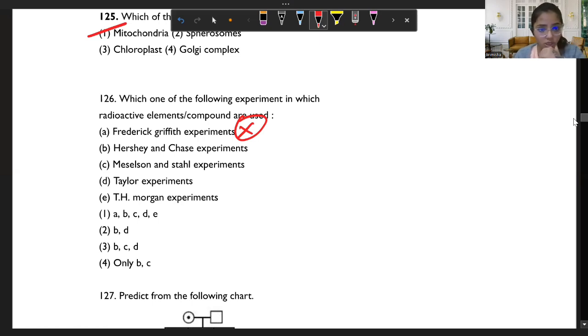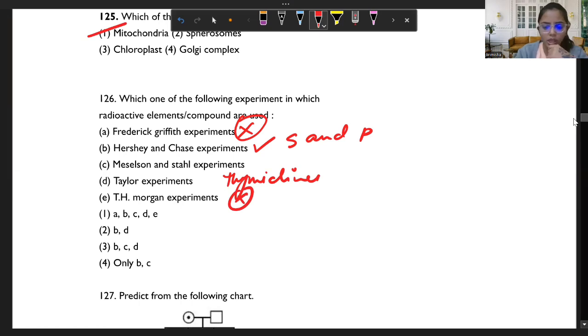Hershey and Chase, yes, they used radioactive sulfur and radioactive phosphorus for their experiment. Okay. Meselson and Stahl. Okay, let's see. Taylor also used radioactive thymidine for his experiments. Morgan used housefly. He did not use anything for his experiment.